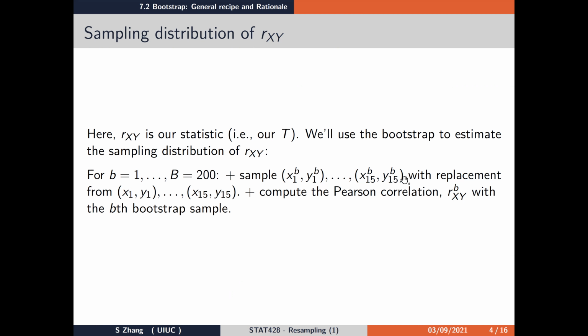So we draw the bth bootstrap sample of size n equal to 15, with replacement from the original data of 15 rows, X1, Y1, all the way up to X15, Y15. Afterwards, we will compute the Pearson correlation of the bth bootstrap replicate, denoted by RXY of b. We'll end up with a total of 200 of these RXY of b's, which can help us approximate the sampling distribution of the Pearson correlation.